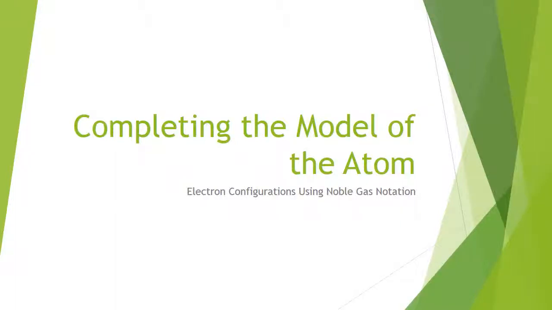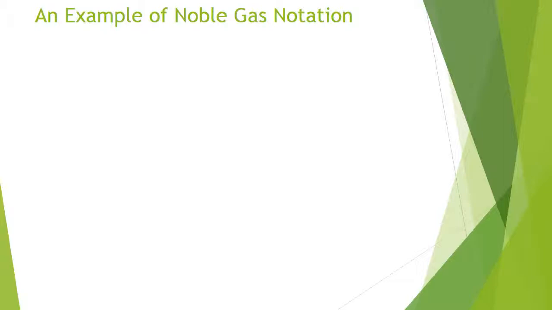Our next lesson in our completing the model of the atom unit is on using noble gas notation to write electron configurations. So I just want to start with an example of what we mean by noble gas notation. And as you'll see once we do it, it really is just a shorthand way of writing electron configurations where we don't have to show every single electron in our notation, which would make our job easier. So we're going to start by writing an electron configuration for krypton, which is a noble gas.